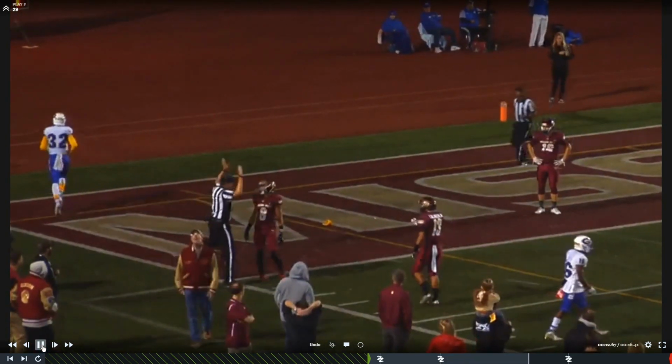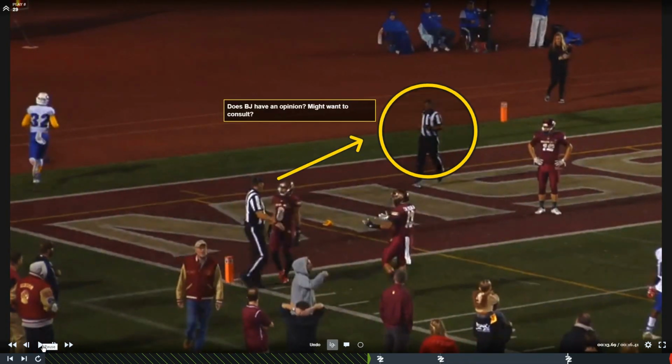And then I love this comment. So here comes the back judge. Guys, get together on this. If you've got something different, don't be afraid to talk to your crewmate. I mean, ultimately he's responsible for picking up that flag or not. But this is why we have crews. So communicate. Personally, I think that's a no call.